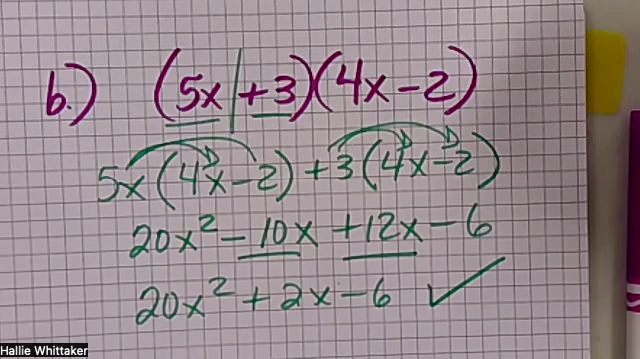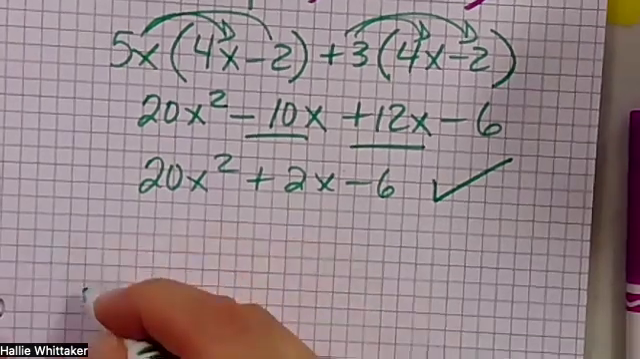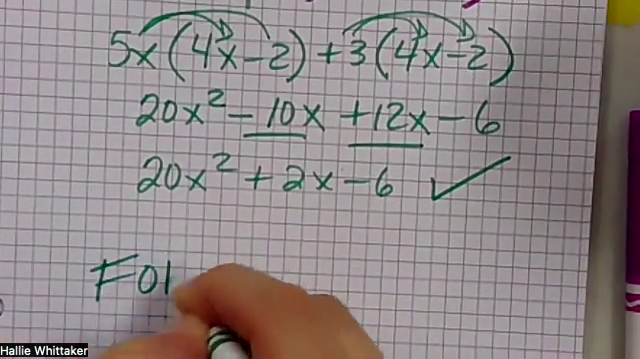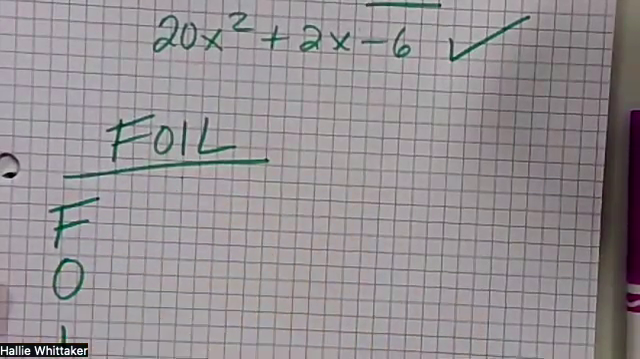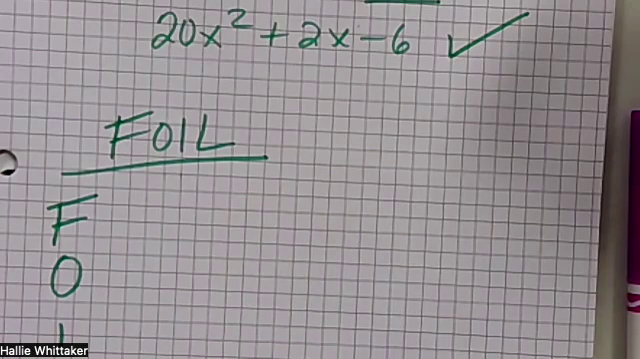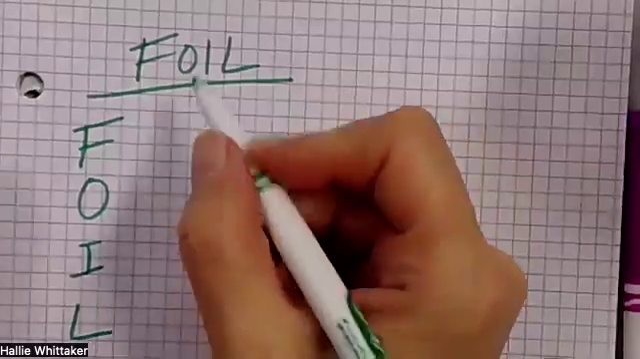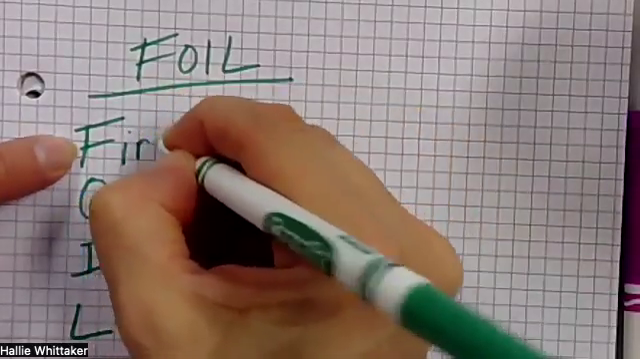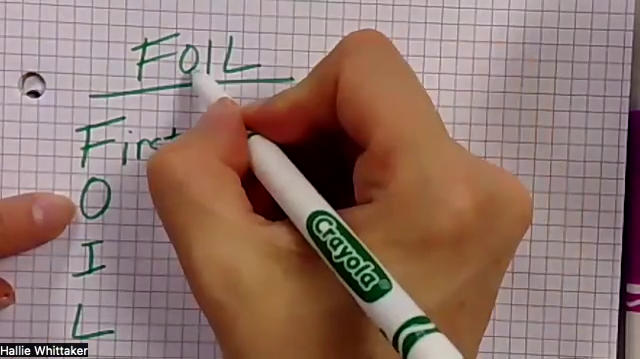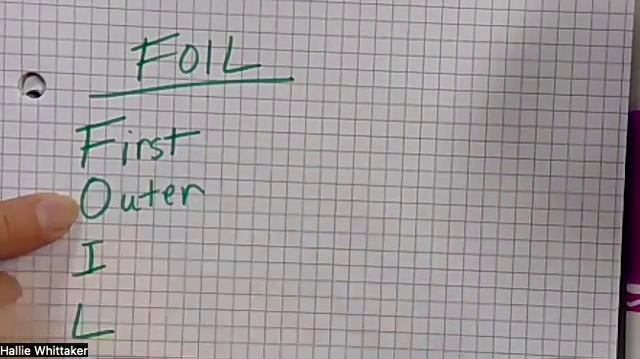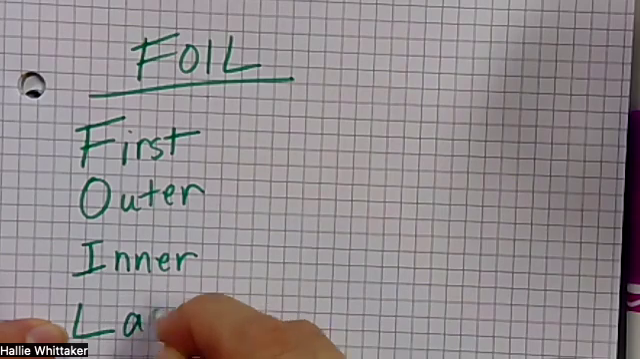Okay, then if you think you've got that, then I'm going to move on to FOIL. With FOIL, it stands for, what do you call it? Is it an acronym? Thank you. Again, I'm not a grammar or an English person. Wish I were, but I'm not. So F stands for first, and I'll explain this in a minute. Just get this in your head first. Then O is for outer, I is for inner, and L is for last.